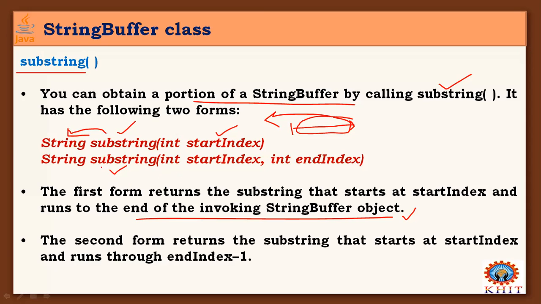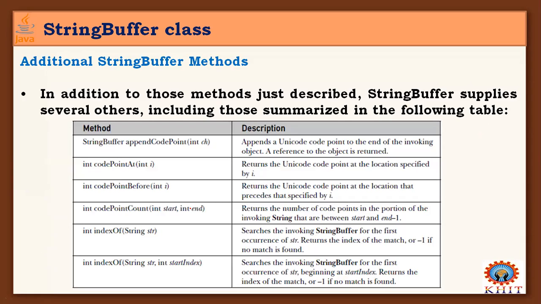Next one, the substring method taking a starting index and an ending index. In this complete string, you can specify this as the starting index and this one as the ending index, and this substring is returned by this method. Okay. I hope you all understood all these methods of the StringBuffer class for modifying the StringBuffer object. And these are the additional methods of StringBuffer.